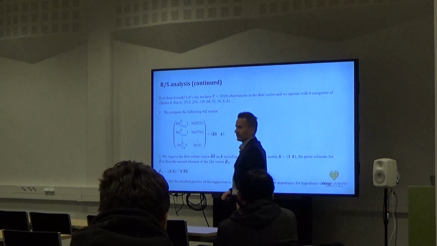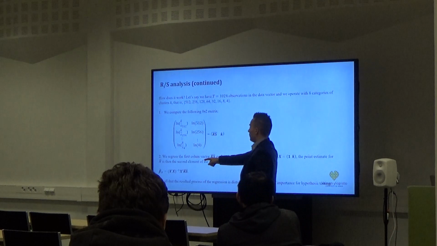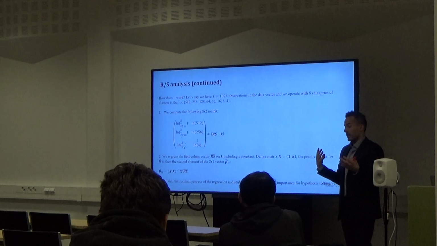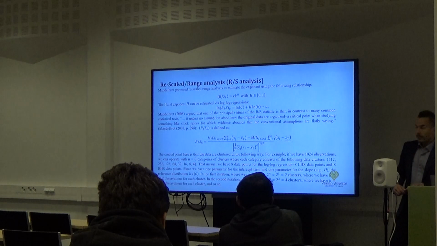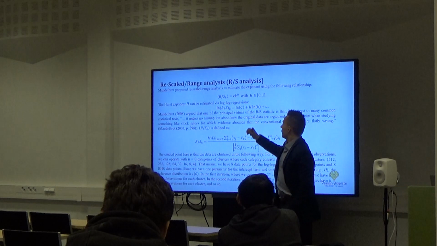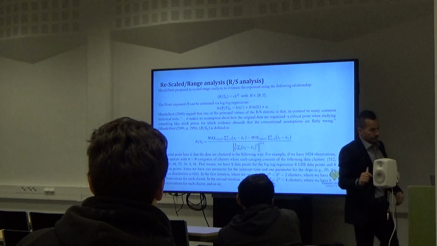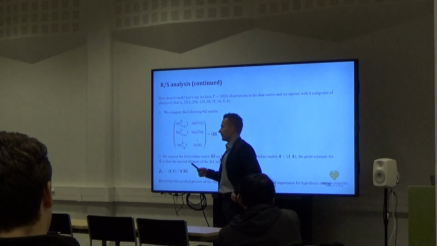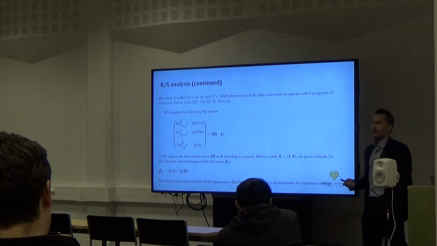What you get then, obviously, is this beta hat h, a 2 by 1 vector. The first element is the point estimate for the constant term in the regression model. If we go back, it's the logarithm of capital C. But this is not important. We are not interested in that. We want to know the Hurst exponent. So the second element in that vector is the Hurst exponent, h. That's how we would do that. And even that you can do in Excel. Once you have the log-log plot in Excel, you can add a linear regression model.